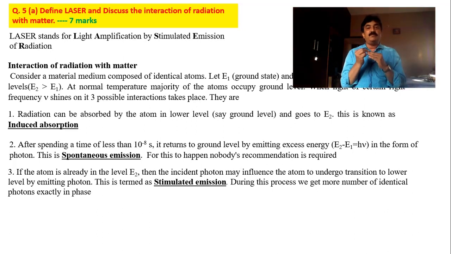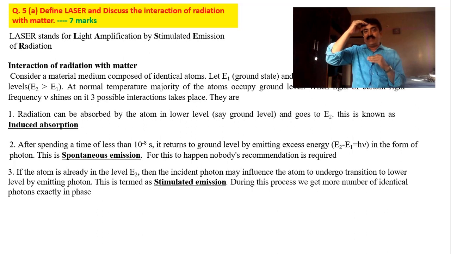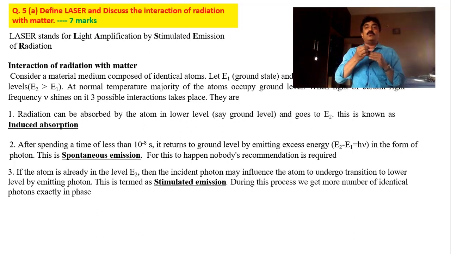What is the stimulated emission? See, atoms are already in the excited state. They were about to come down to the ground state. Before they come, you send the radiation. Then this radiation will instigate the atom, influence the atom, induce the atom, and will send one message to the atom. What message? You can go to the ground state now. That type of message it will send.